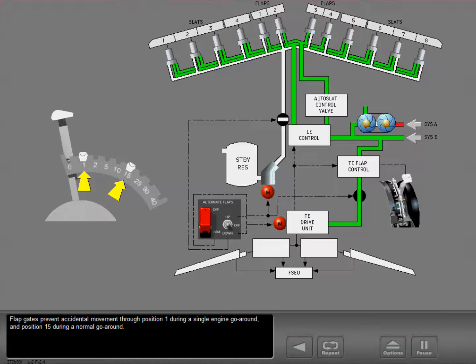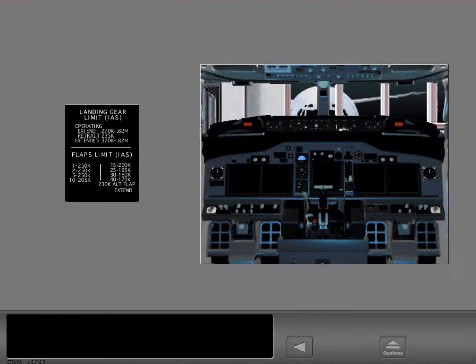Flap gates prevent accidental movement through position 1 during a single engine go-around and position 15 during a normal go-around. The flaps limit placard shows the maximum speed for each flap position.